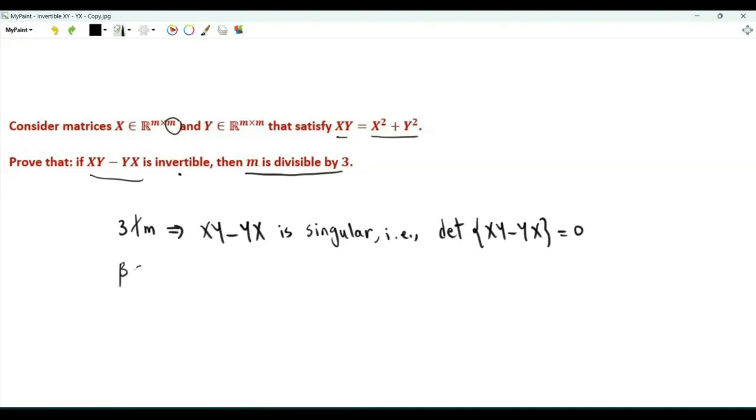Consider non-zero complex number beta. From the properties of matrix determinant, beta to the m times the determinant of XY minus YX, m is the size of this square matrix. This is equal to the determinant of the matrix multiplied by the scalar beta.